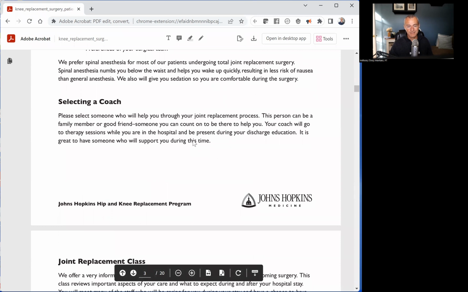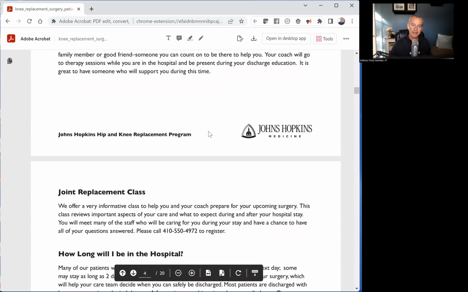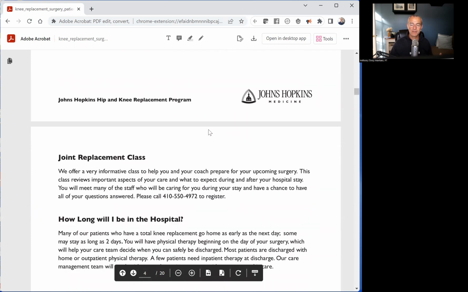Johns Hopkins, which I love the idea, recommends selecting a coach, someone who's going to help you through the joint replacement process. Now, it could be a physical therapist, it could be a family member, it could be somebody from the surgical team, but you want somebody in your corner, somebody you can go to that you trust, that you feel comfortable with, that you can give them a list of questions so that when you forget the questions you need answers to, they're going to be there to help you along the way. You also want somebody who has experience to answer questions related to what has happened to other people that have had the same procedure.